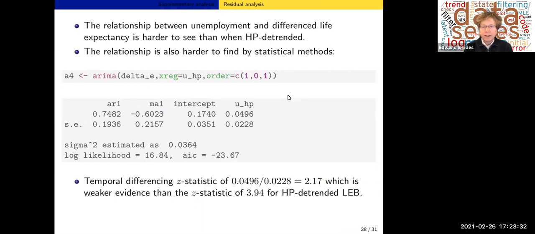And here's exactly the same model, but on differenced life expectancy. And you see there that the Z statistic for the relationship is 2.17, which is considerably weaker evidence than the 3.94 that we had before. So it seems that differencing destroys some of the pattern that can be found.